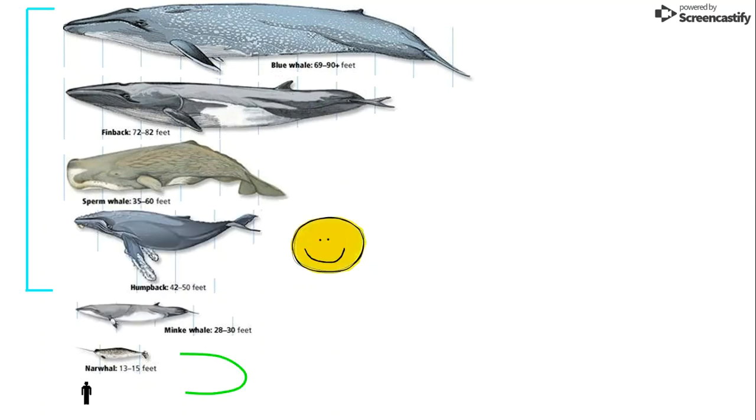Returning to the bottom of the list, we see that the human and the narwhal are in the correct order, and the narwhal and the minke whale are in the correct order as well.